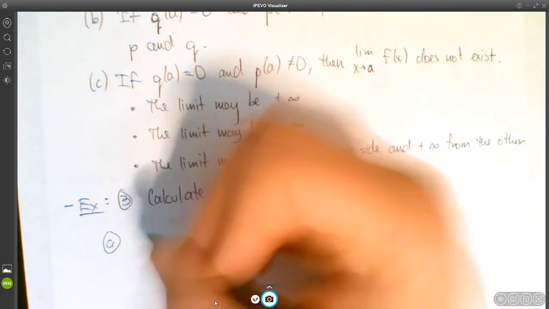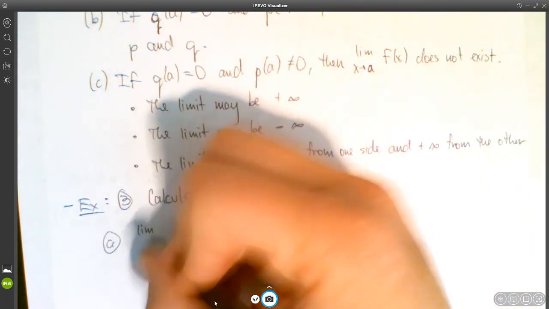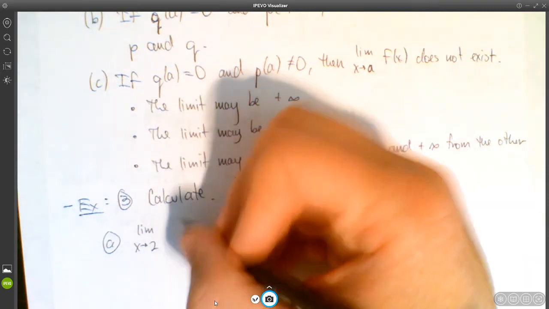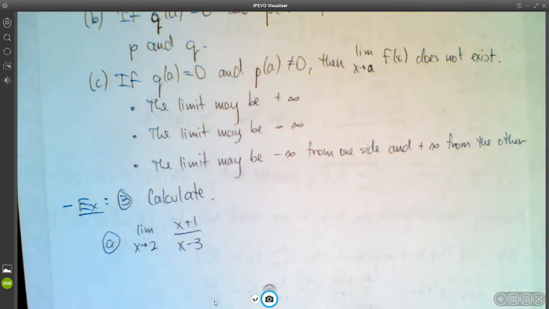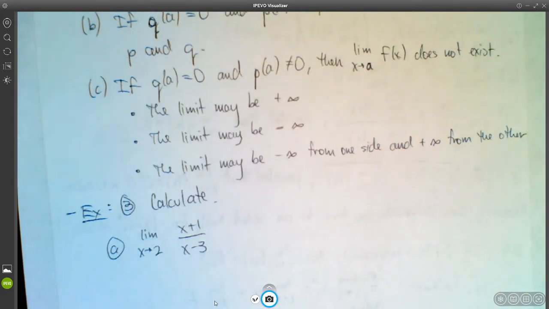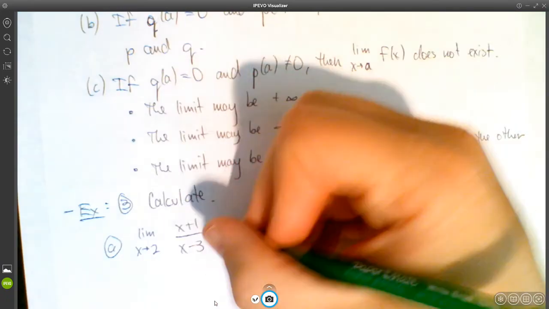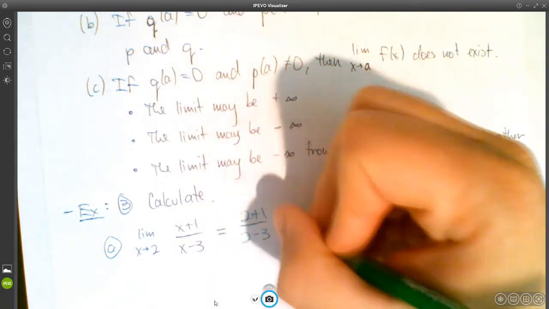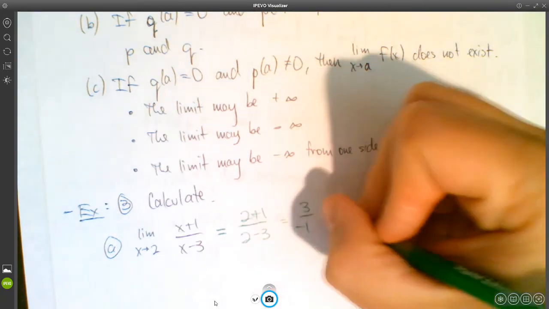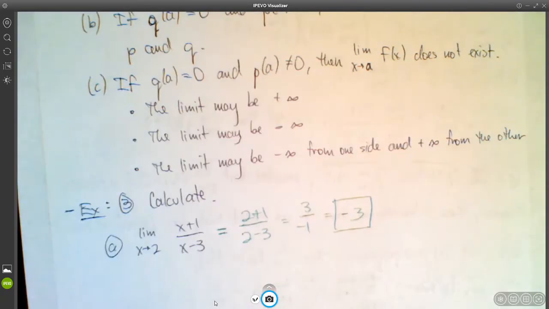Let's do, first of all, the limit as x approaches 2 of x plus 1 over x minus 3. Whenever we're approaching these kinds of limits, the first thing we're always going to try is plugging this number in for x. And if we don't get 0 in the denominator, then we're golden. That's our answer. If I plug in 2 for x in this case, I get 2 plus 1 over 2 minus 3. That's 3 over -1, which is just -3. That's our limit. We didn't get a 0 in the denominator, so we're good.